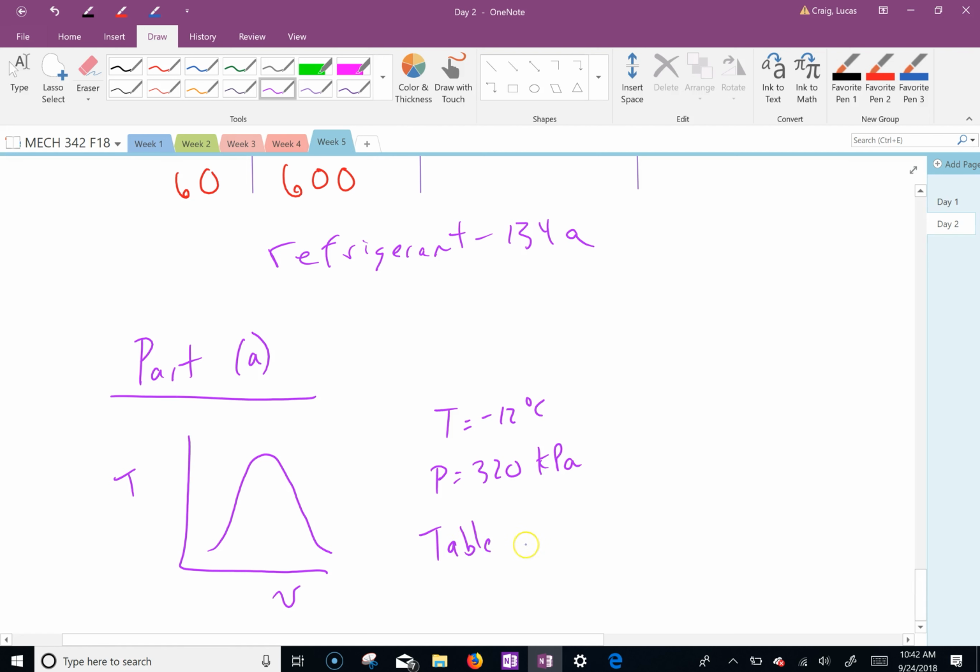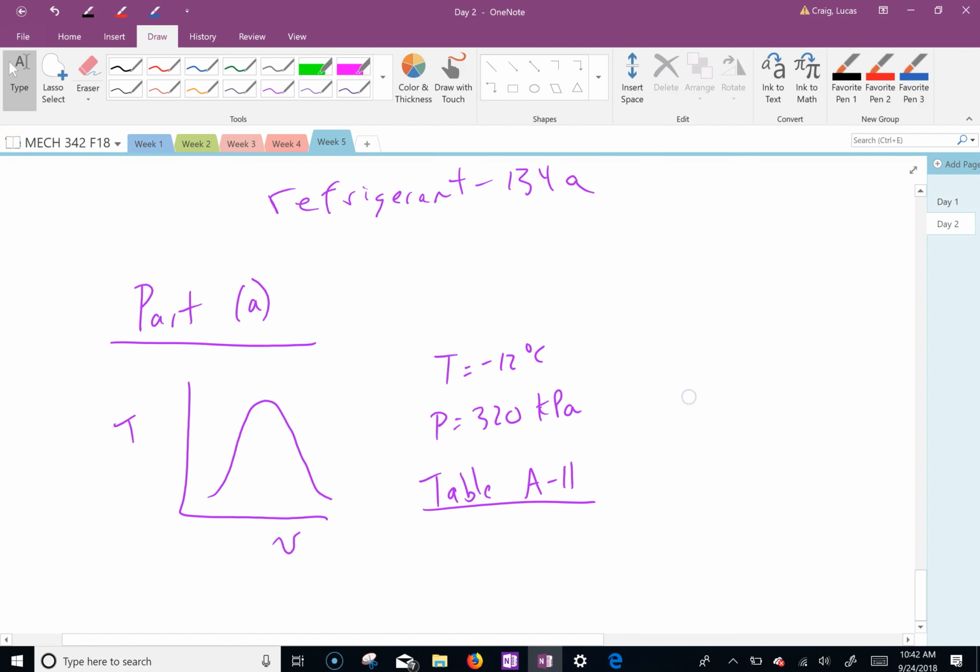So, table A-11. We find that the Psat, and I'll go to the books, is 185.37 kilopascals at T's -12 degrees C. So P is what compared to Psat? Higher. So where are we?